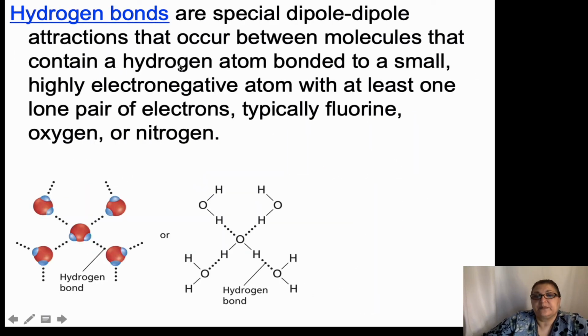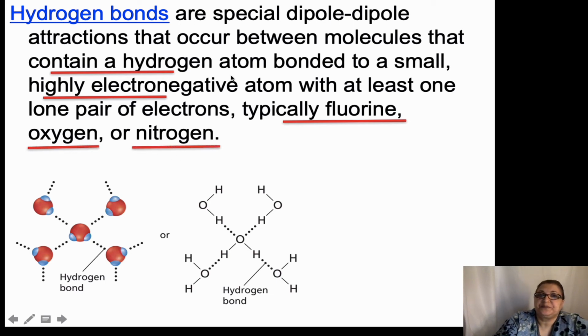Hydrogen bond. A strong dipole-dipole attraction between molecules that contain a hydrogen atom bonded to a small, highly electronegative atom. So one type of the dipole-dipole, which is slightly positive and slightly negative polar compounds, is in molecules that contain a hydrogen and a highly electronegative atom. Usually, it's fluorine, oxygen, or nitrogen. We call this a hydrogen bond. So this is also intermolecular forces.